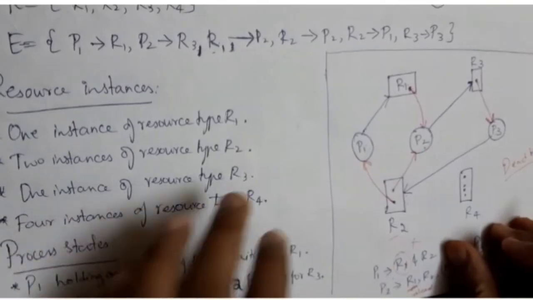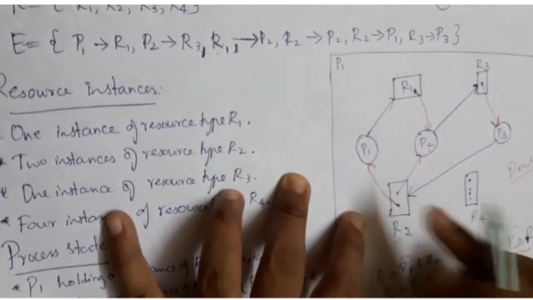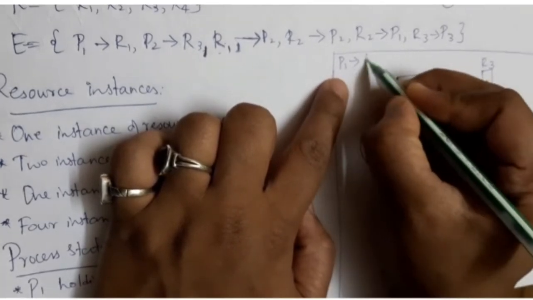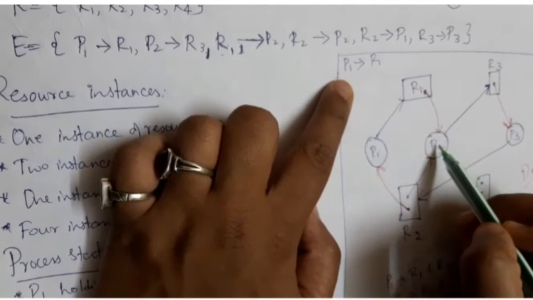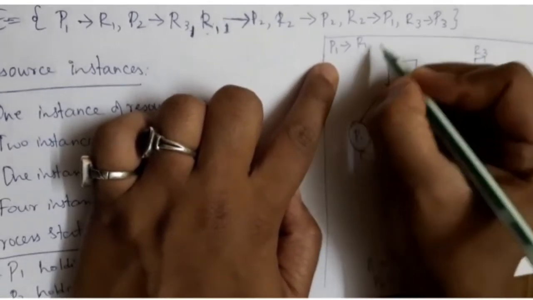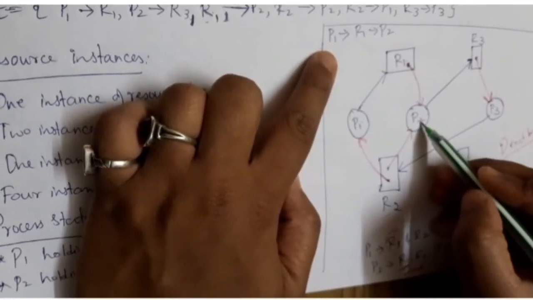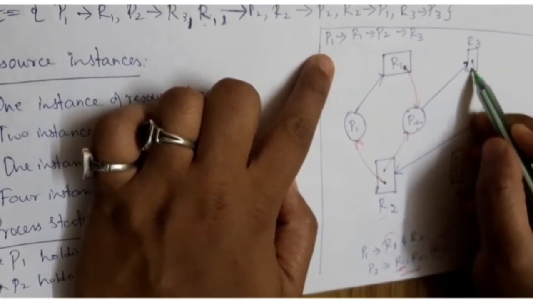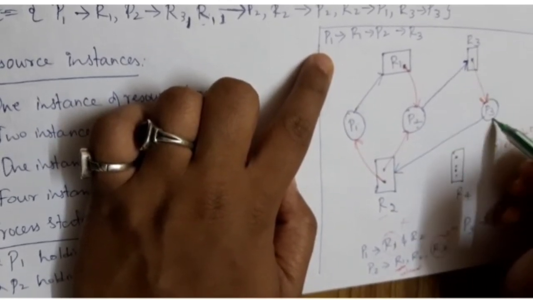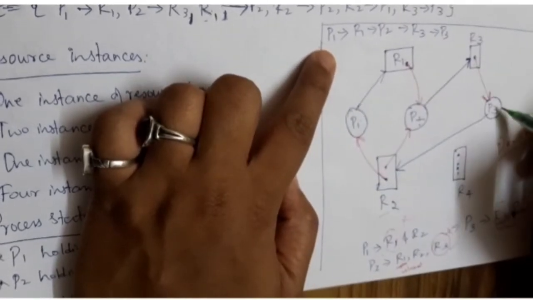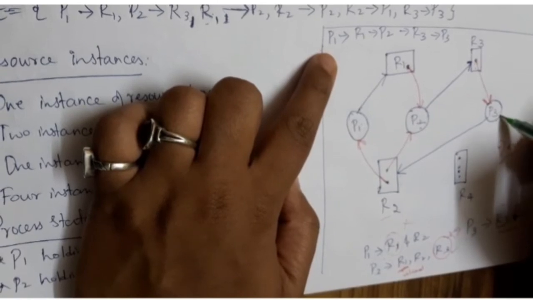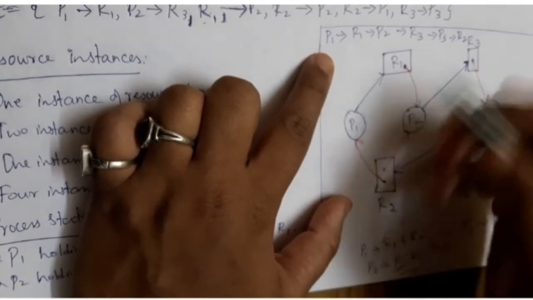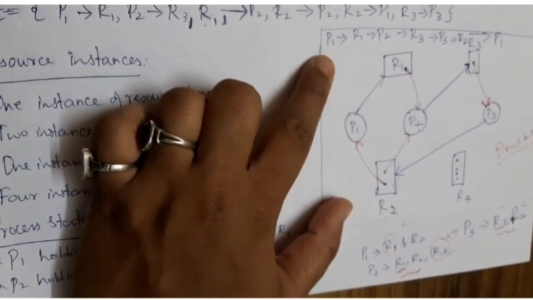I repeat once again. If you see here, process P1 is requesting R1. This R1 in turn is allocated to process P2, but process P2 is waiting for resource R3, and resource R3 is allocated to process P3. P3 is in turn waiting for resource R2, but R2 is allocated to P1.